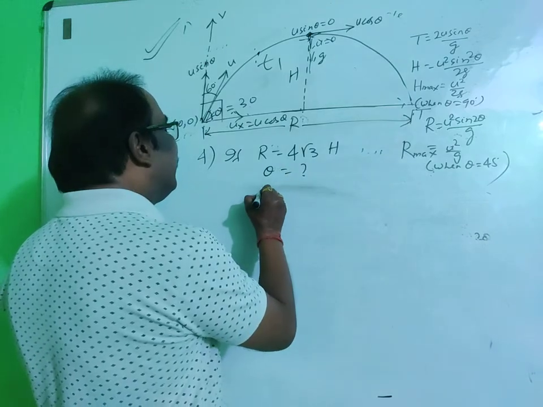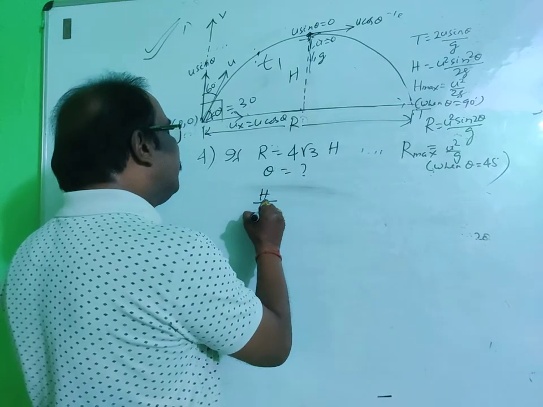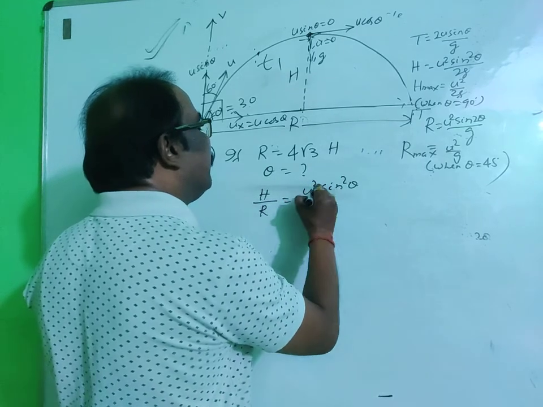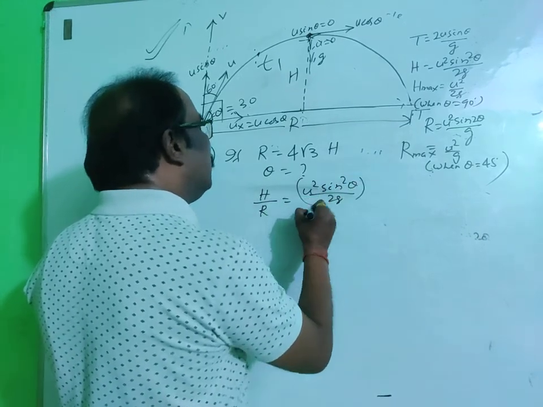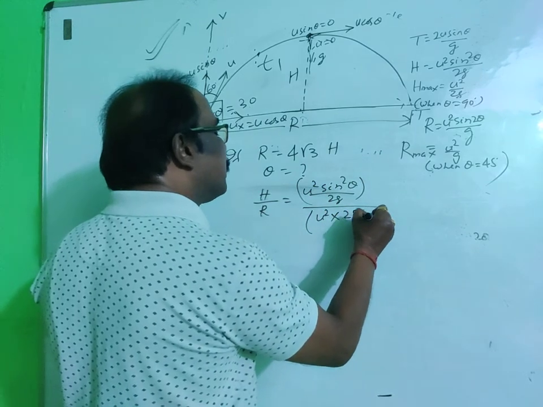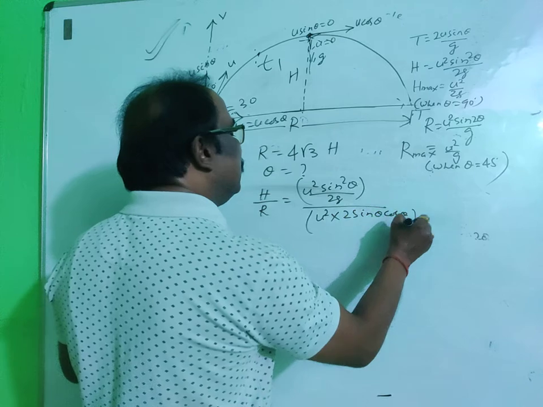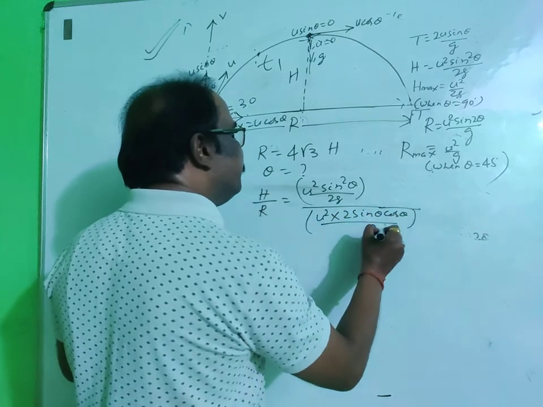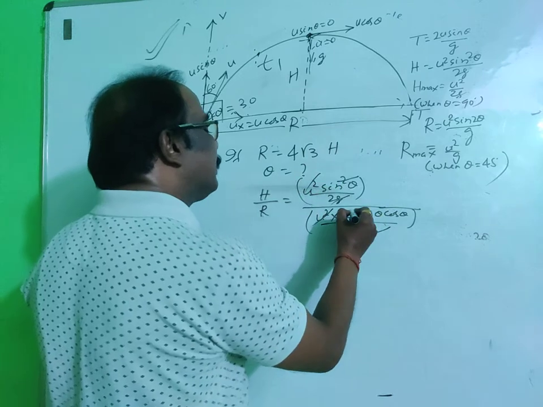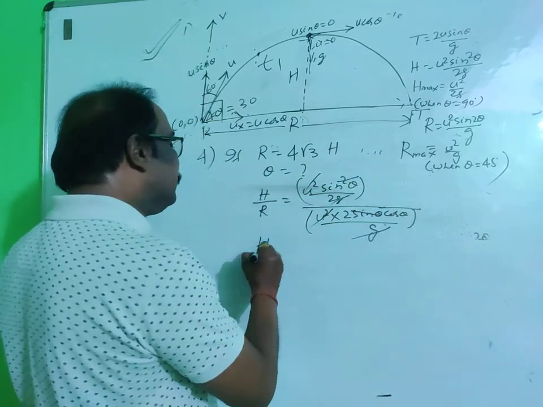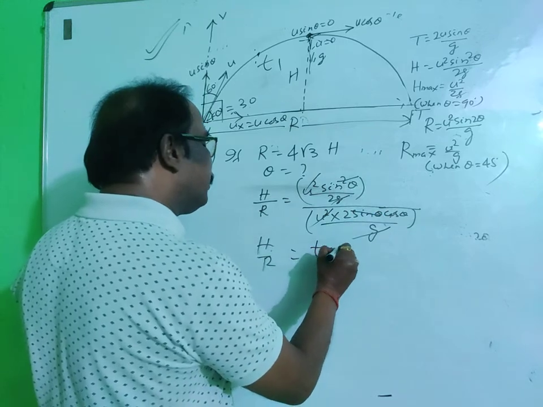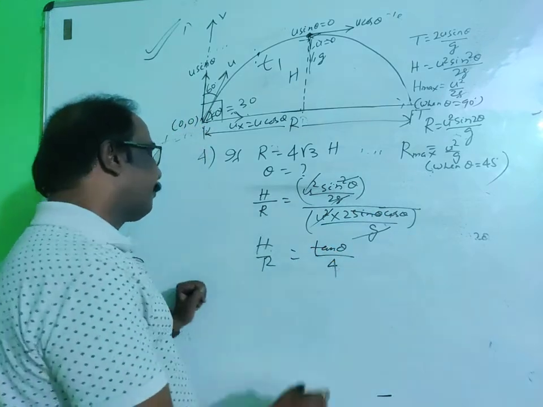I am writing again, maximum height by horizontal range. Maximum height is u square sin square theta by 2g, and range is u square sin 2 theta, meaning 2 sin theta cos theta, divided by g. g gets cancelled, u square cancels, sin theta cancels, then H by R is equal to sin theta by cos theta, which is tan theta divided by 4.